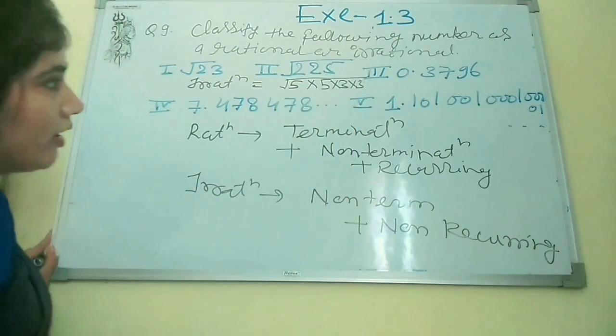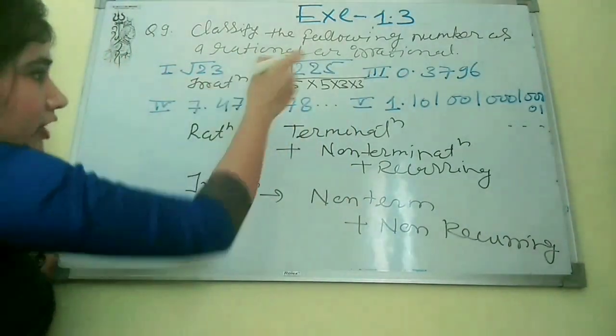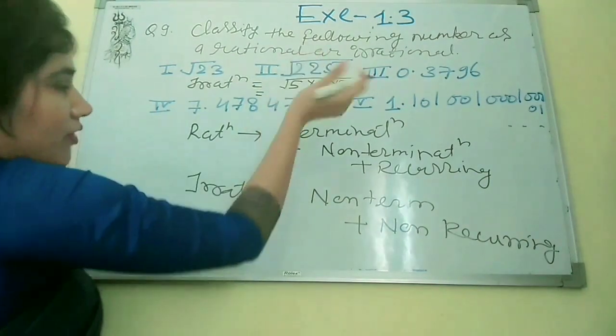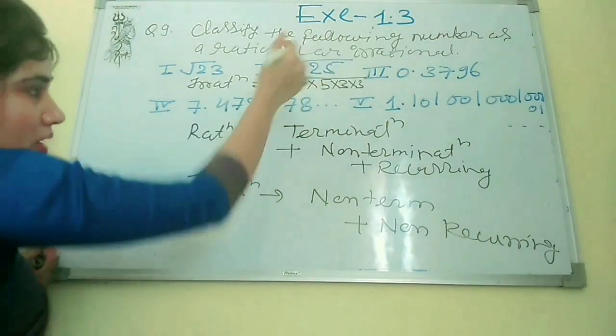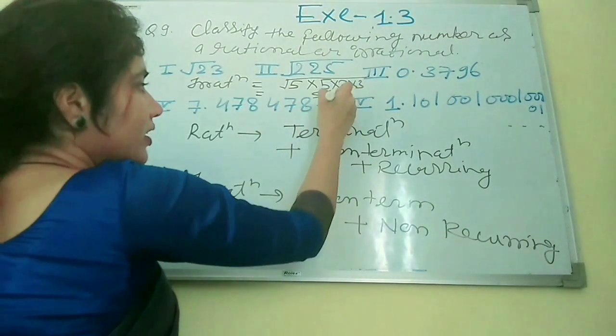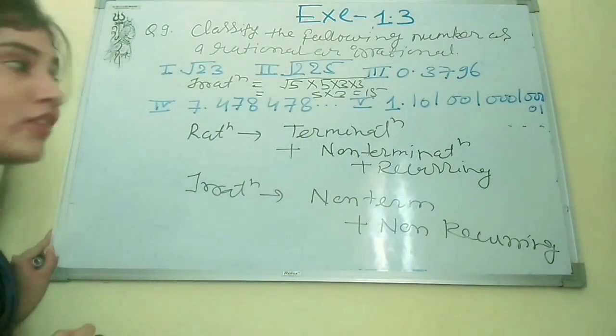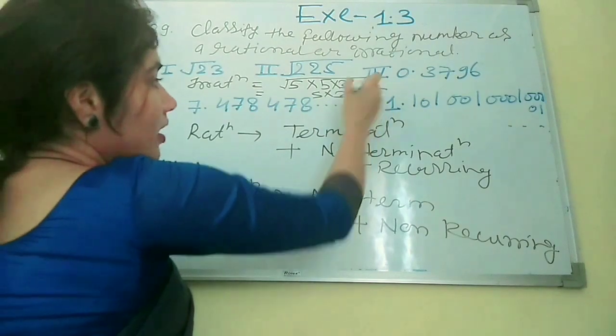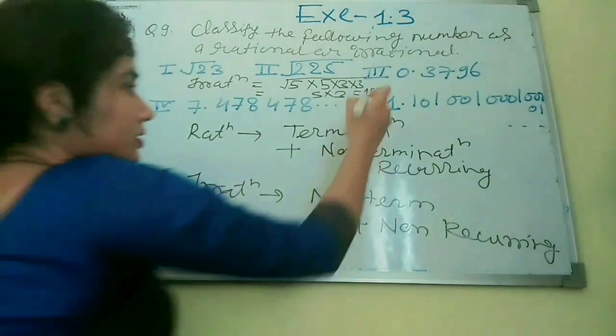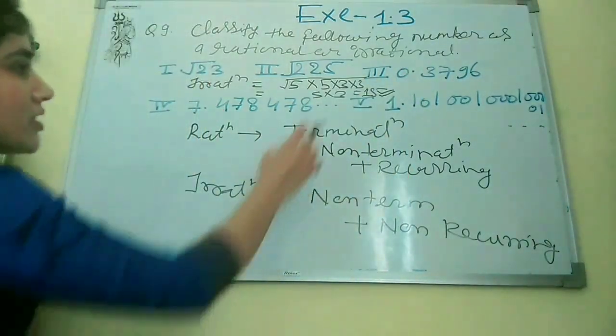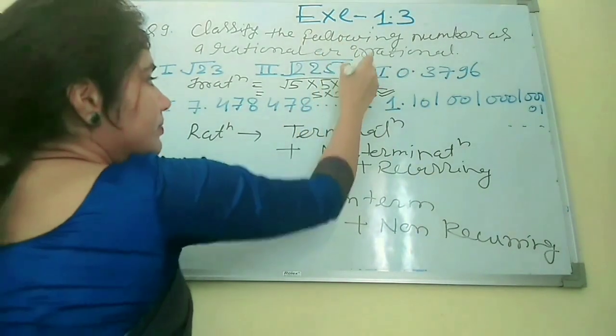Okay, under the root we will get this, and if we find the root of these numbers, what will we get? 5 cross 3, which means 15. So it is a perfect square, which means it is a rational number. Okay, so this is the rational number.